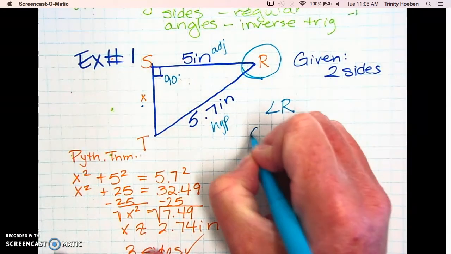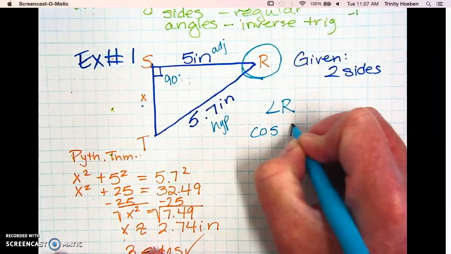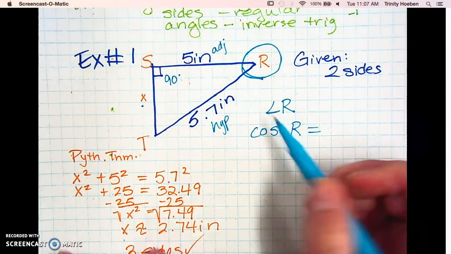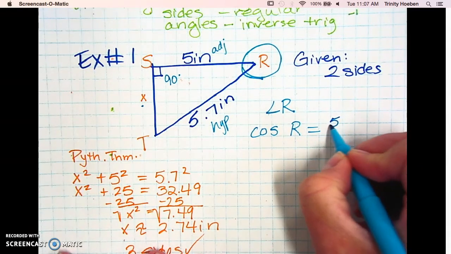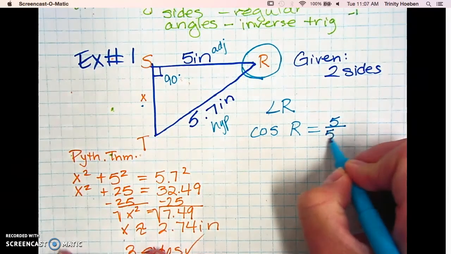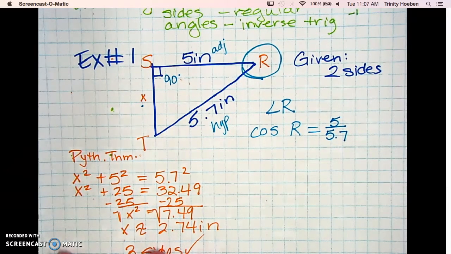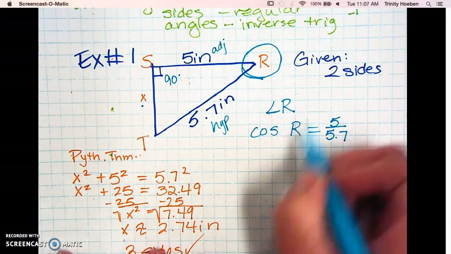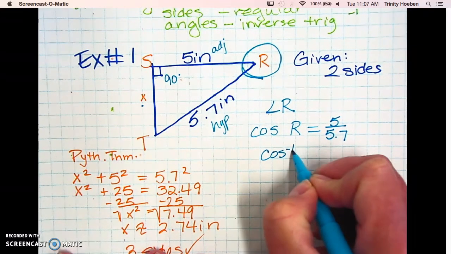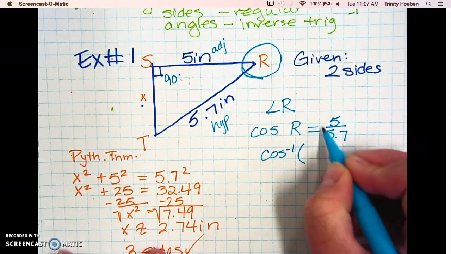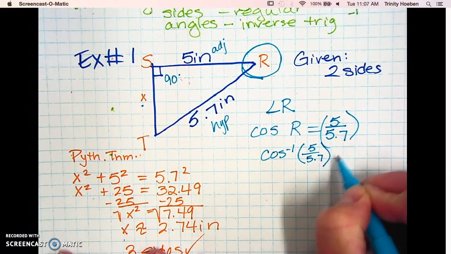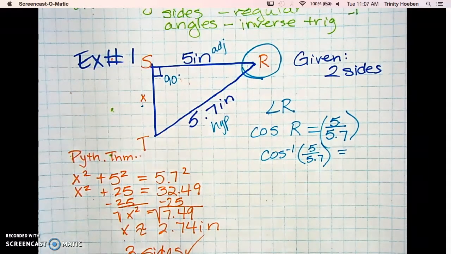The cosine. So we're going to say that the cosine of angle R is going to be equal to the adjacent over the hypotenuse. So in this case, there's a 5 on the adjacent, and there's a 5.7 on the hypotenuse. Okay? So in order to get the degree angle, we actually have to use the inverse. So we're going to say inverse cosine of, this is going to end up being a decimal, this 5 divided by 5.7. And here's how you type it in the calculator.